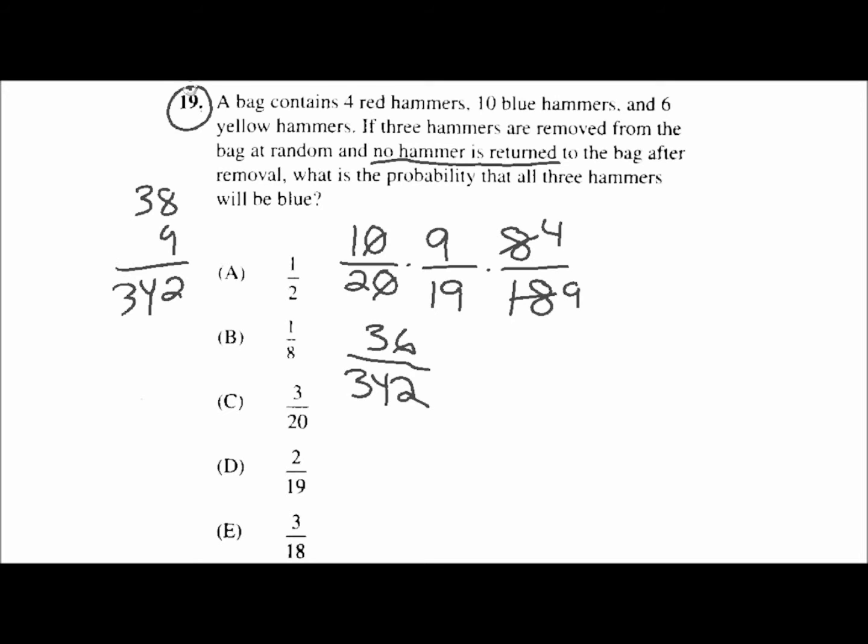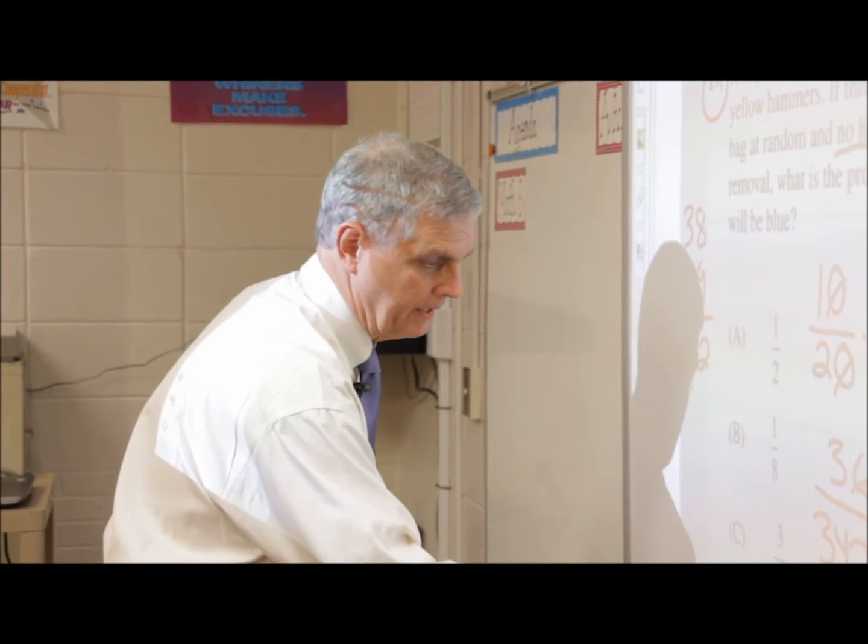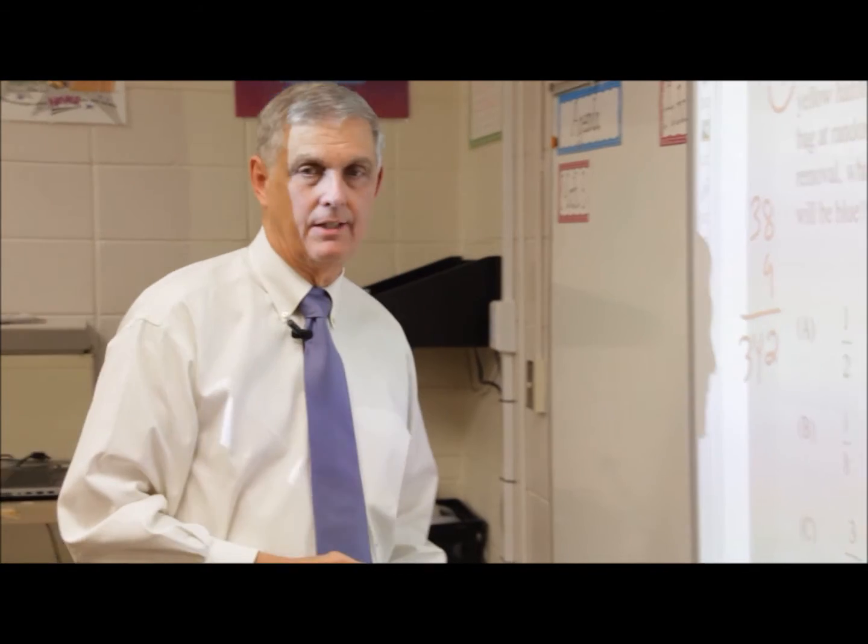And of course, we can reduce this. If we take 18 into both of those, 18 goes into 36 2 times. And if you do this on your calculator, it goes into 342 19 times. That's dividing both the top and bottom by 18. So your answer would be 2 over 19.